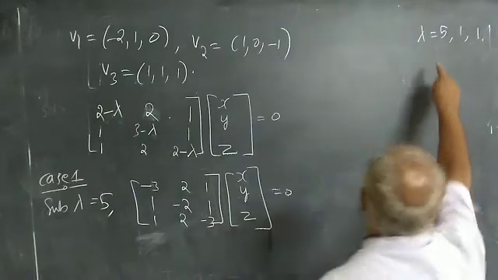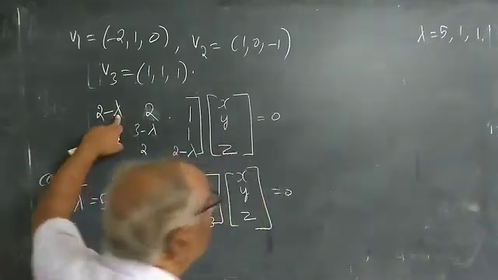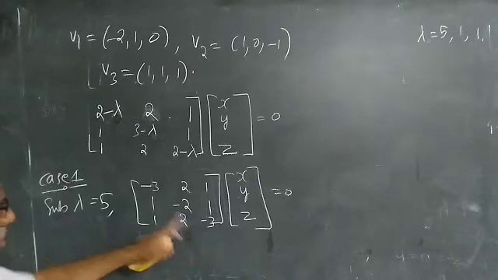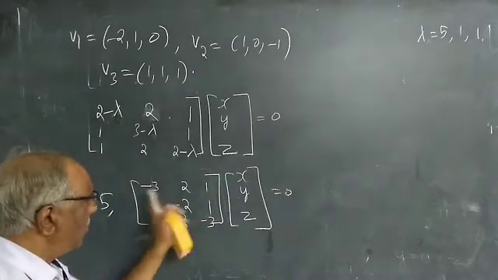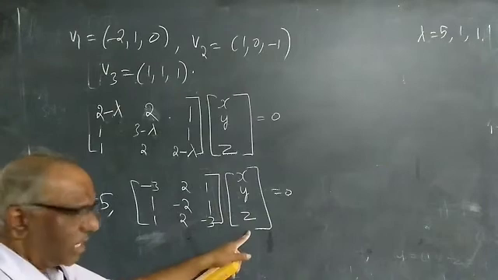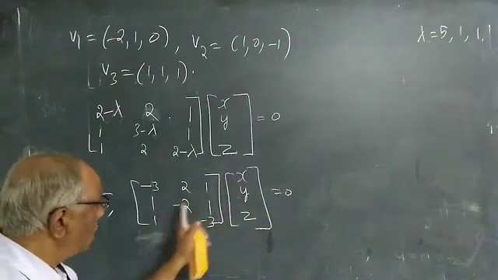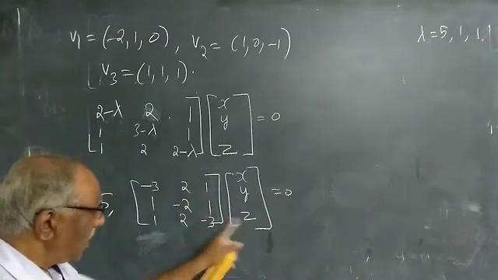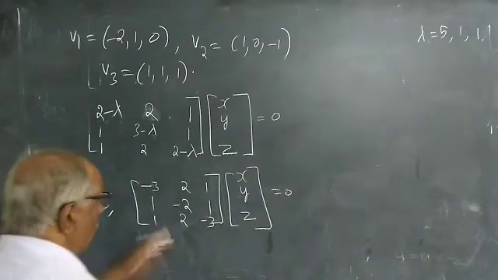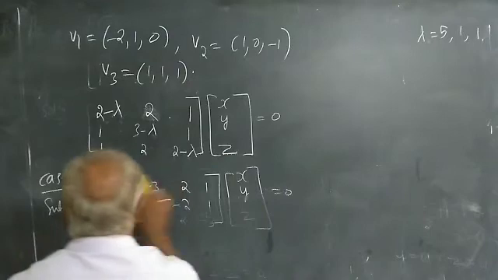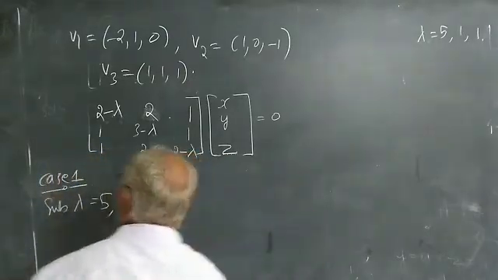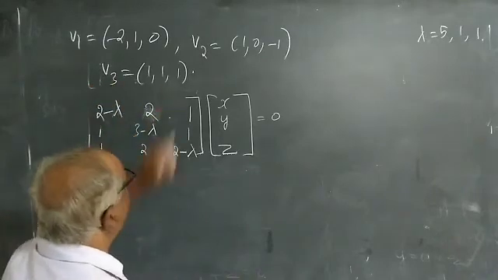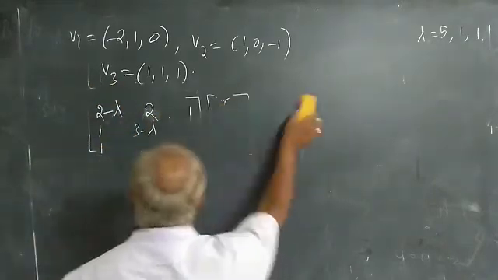Next, I have to find one more eigenvector. So I substituted lambda is equal to 5 here. When I substituted lambda is equal to 5, this is the system I got. Now, what is the system of equations? Minus 3x plus 2y plus z is equal to 0. Like that, 1x minus 2y plus 1z is equal to 0. Next, 1x plus 2y minus 3z is equal to 0. When I solved this, I got the third eigenvector V3 is equal to 1, 1, 1.